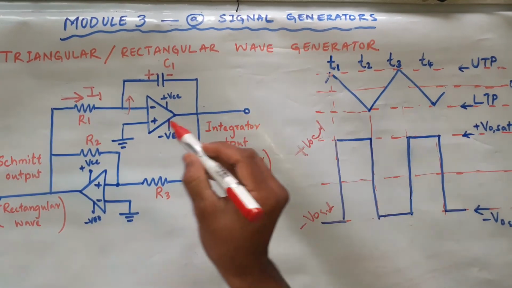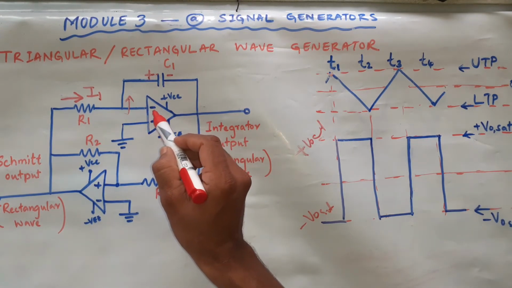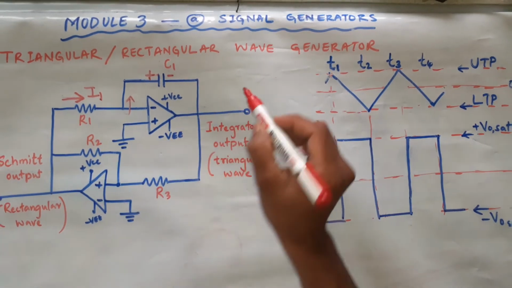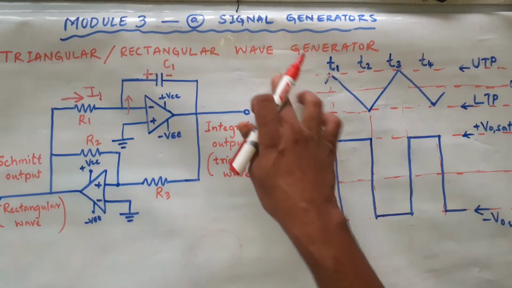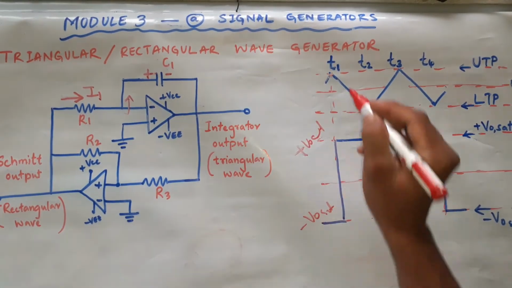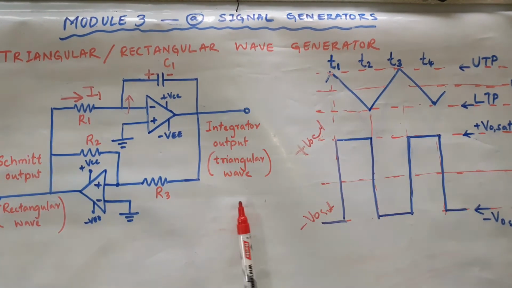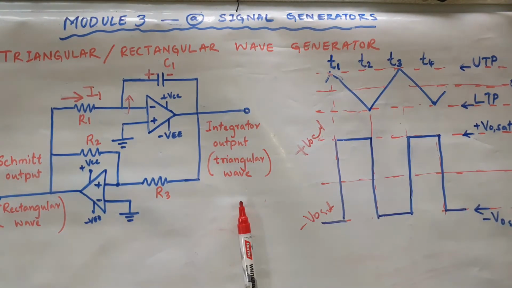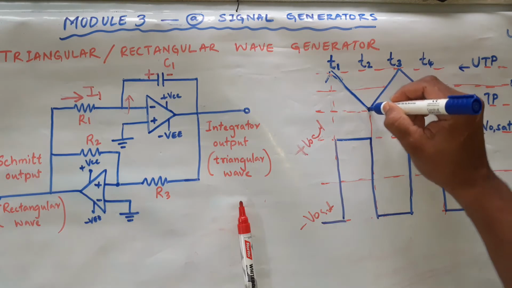Why not positive? Because your integrator input is given to the inverting terminal, isn't it? So your positive will become inverted and negative. In place of a positive ramp you will get a negative going ramp when your capacitor is charging. So since your capacitor is charging from T1 to T2, you are getting a negative going ramp like this.